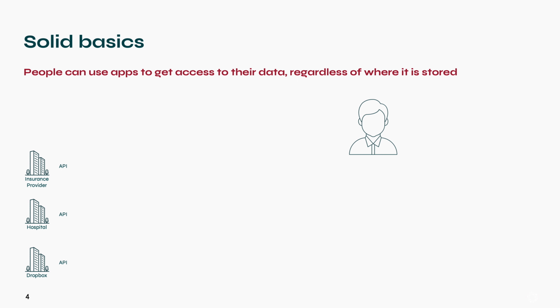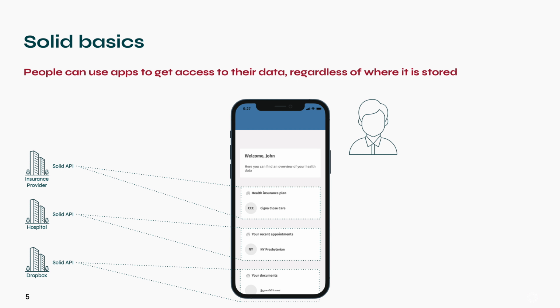Most of this data is accessible via APIs, but these APIs always look a bit different. When these APIs all follow the Solid rules, they can be connected to one or multiple of your accounts. Once connected, you can log into an app and give this app access to the data you want. For example, here you can see that John has logged into a certain app and granted this app access to his data. John can now use this app to access his data regardless of where this data is stored.